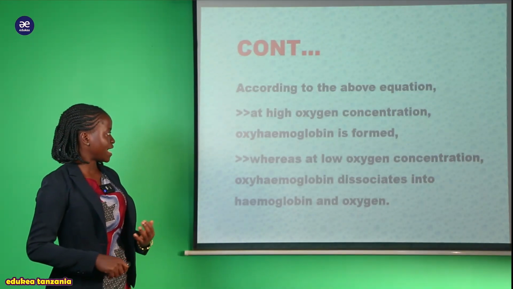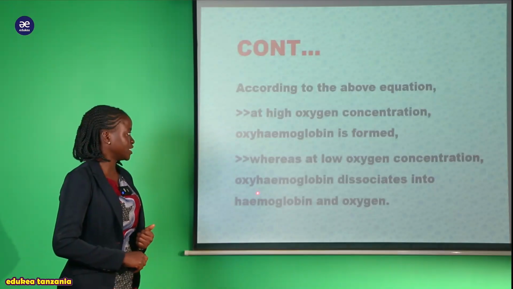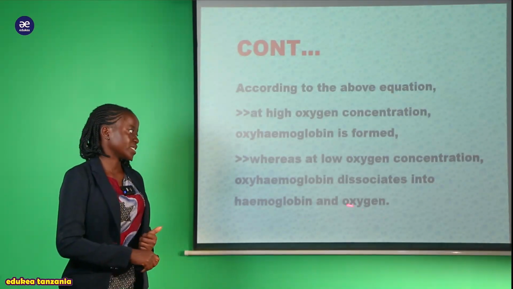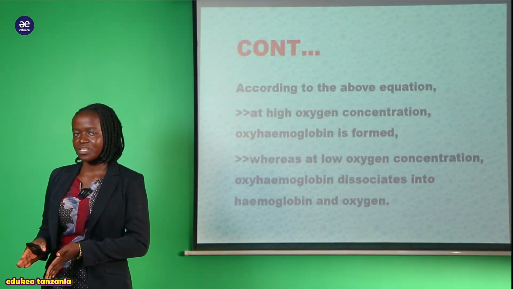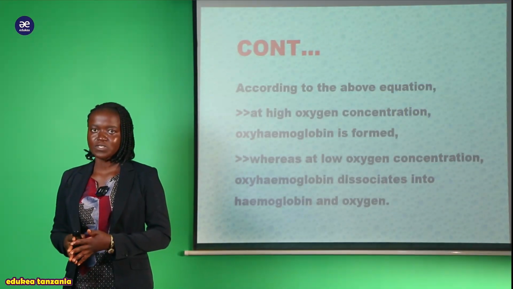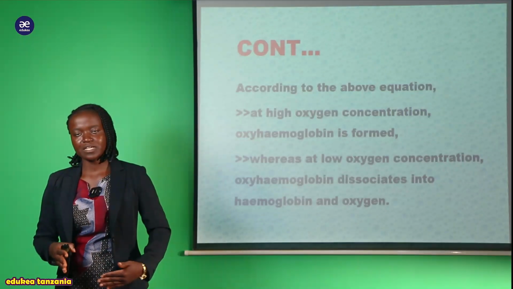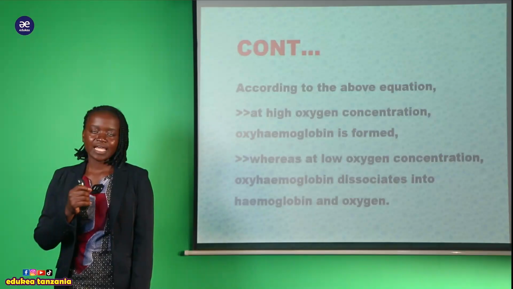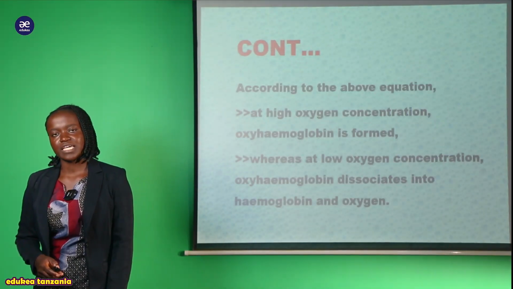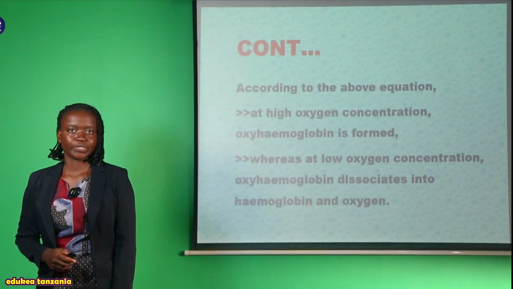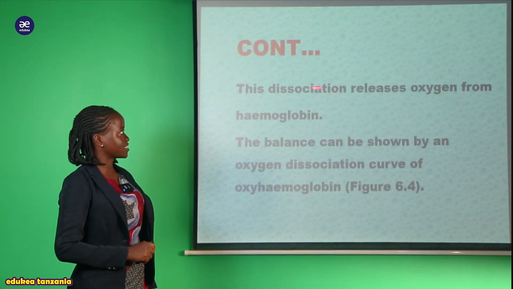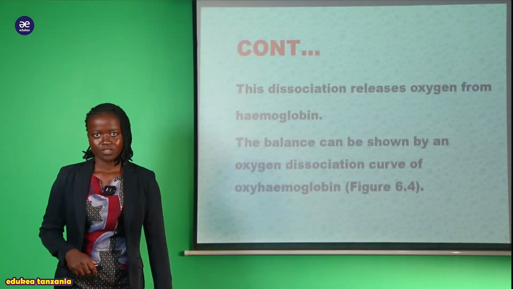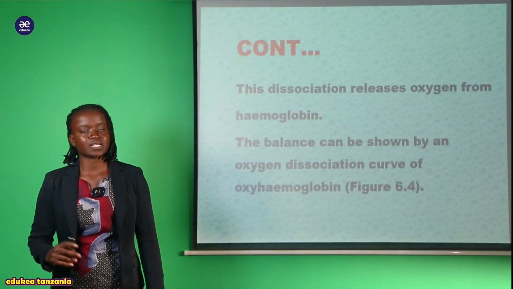But also where there is a low concentration of oxygen, the oxyhemoglobin dissociates to form hemoglobin and the oxygen. So within the tissue there is a low concentration of oxygen. Therefore the oxyhemoglobin will dissociate. After dissociation we form the hemoglobin together with the oxygen molecule. But now this dissociation releases oxygen from the hemoglobin. So the oxygen is what is now used within the tissue.